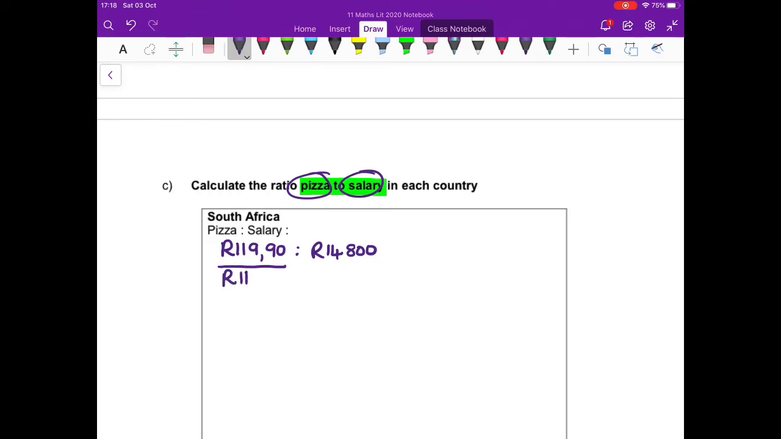And what we will do, we're going to divide this by 119.90 in order to get 1. And over here, what you do to the one side, you've got to do to the other, 119 Rand 90. So you're going to get 1 to 123.4. Now, what does that mean? Well, that means that for one salary, you can get 123.4 pizzas. That's in South Africa.